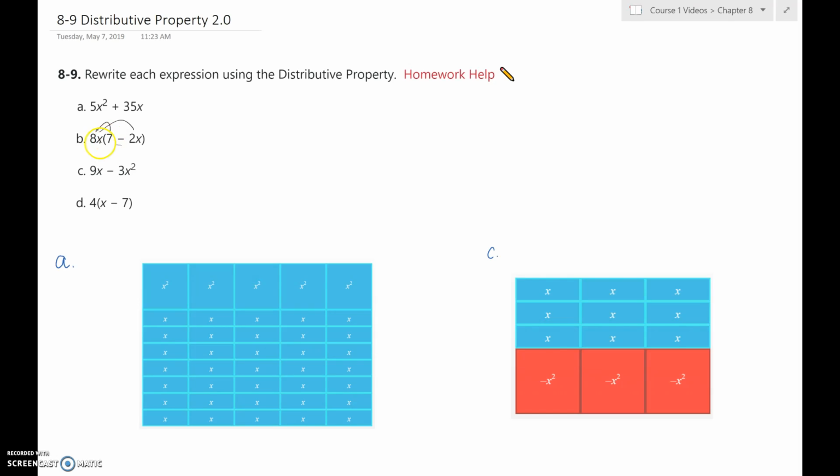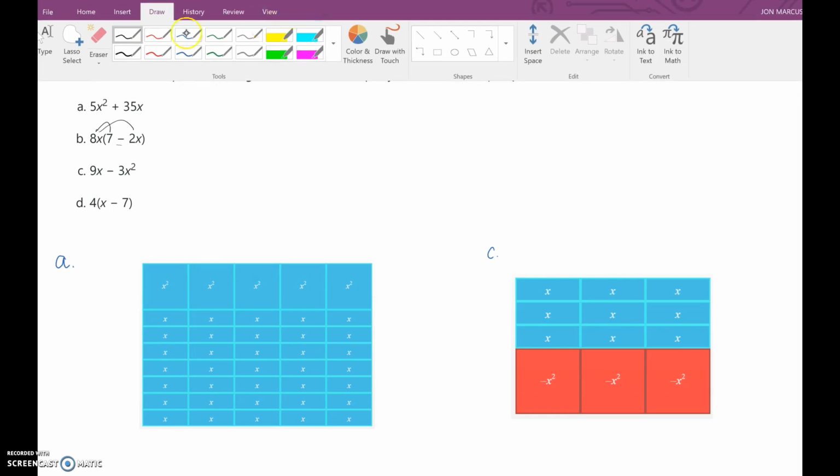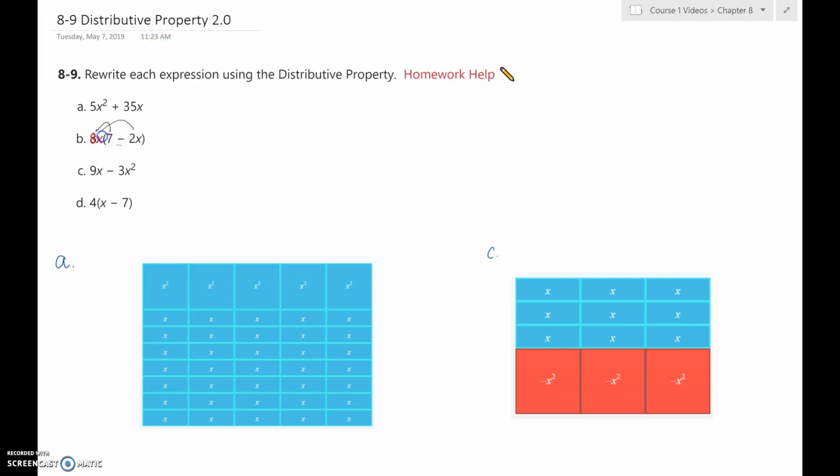So this is saying, hey, can I take these two things, 7 minus 2x, and multiply it by 8x? So what that'll do is, let's take 8x and multiply it by both of the terms that are inside here. So that's going to be 8x times 7, and it's going to be 8x times negative 2x. All right, so it's going to be 8x times both of those things.